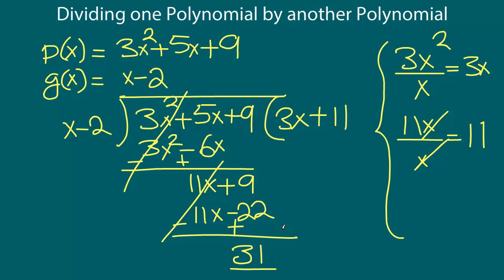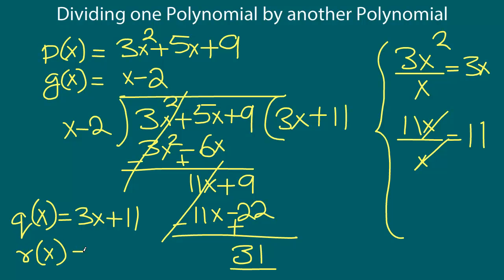So at this point the division stops. So we say our quotient when we do this division is 3x plus 11. And we say our remainder here is simply 31. So these are more examples of how we do long division where we divide one polynomial by another polynomial.